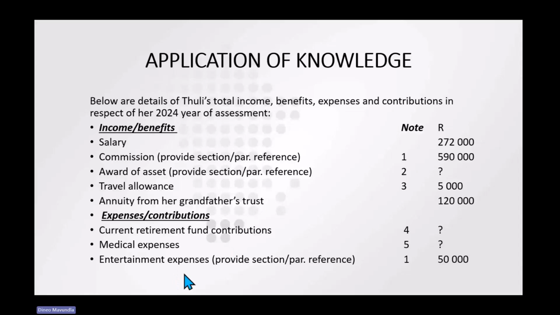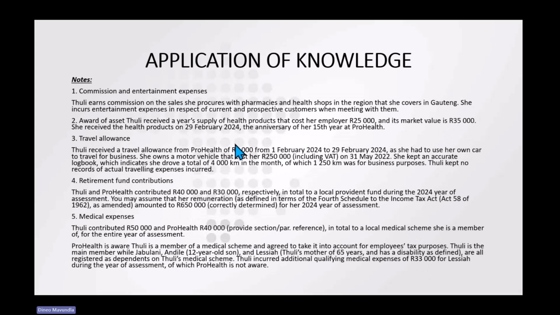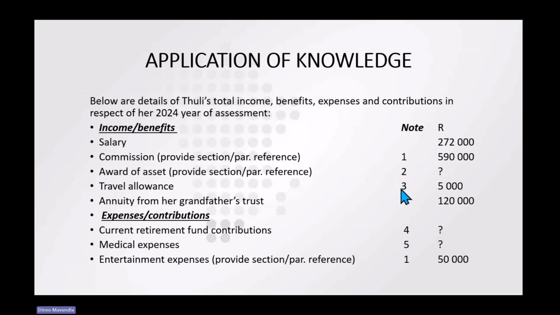Then they tell us the entertainment expenses. Here you must provide a section or a paragraph reference. They tell us it's in note 1, that's 50,000 Rand. So in note 1, they told us that she incurred entertainment expenses in respect of current and prospective customers when meeting with them. Can they claim this expense? Is this going to be included as part of the deductions? Yes or no? And why?